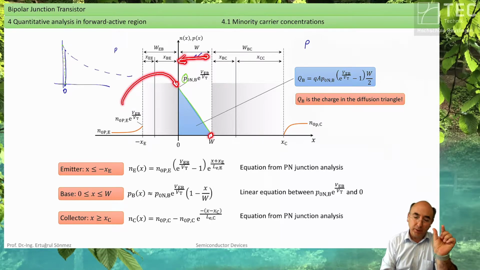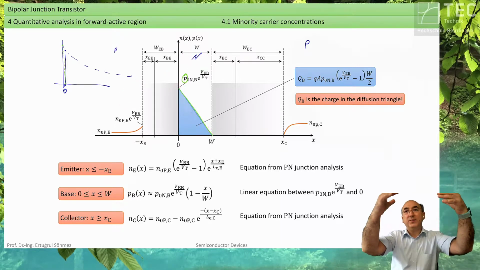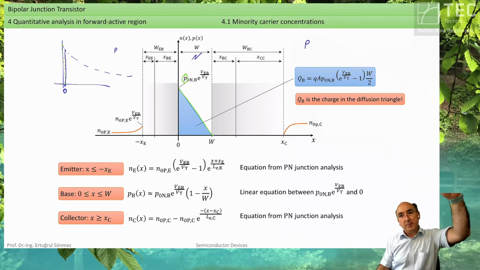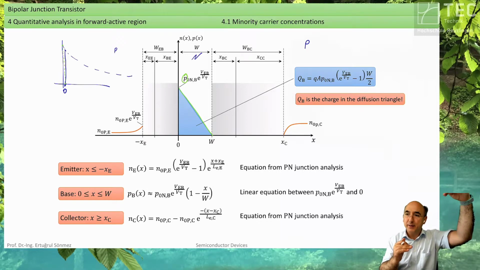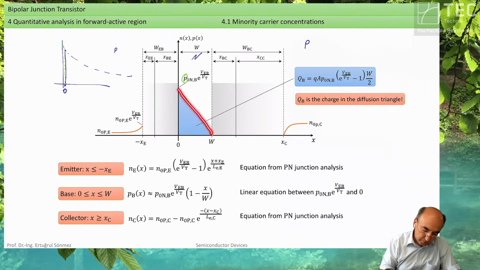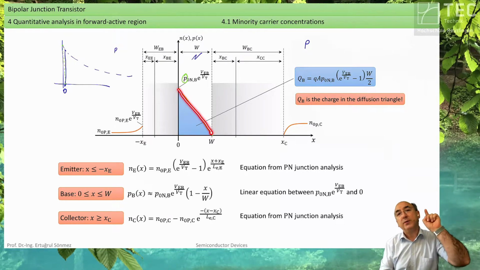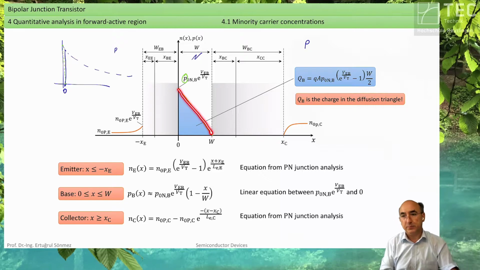Take this into account. Then you have just like a pile of sand. You pile up here, and here you have no sand. So the slope is a straight line. And this slope defines your transistor current.